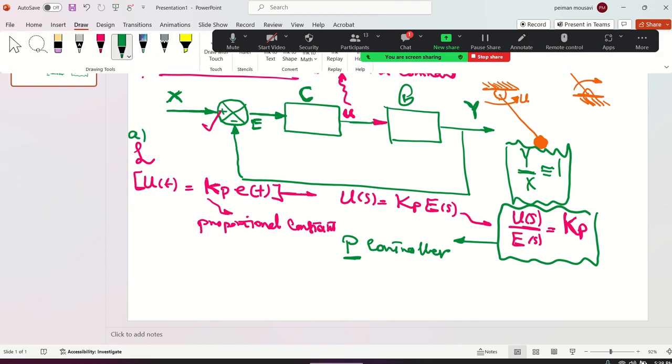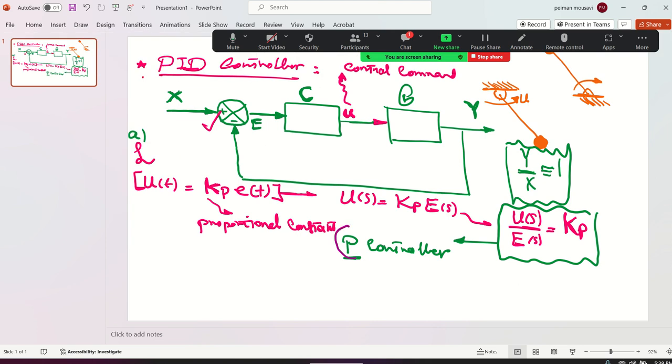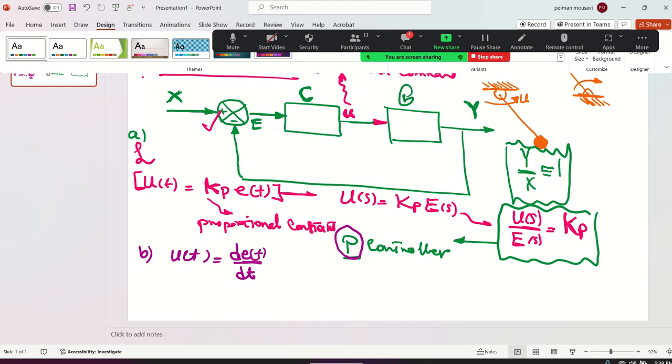Now let's go to case B. I'm gonna talk about that. What's the application of the P controller? What is its function in the system? So B, if U of t, the control command, is dE over dt, means the time derivative of the error signal. Time derivative of the error signal.